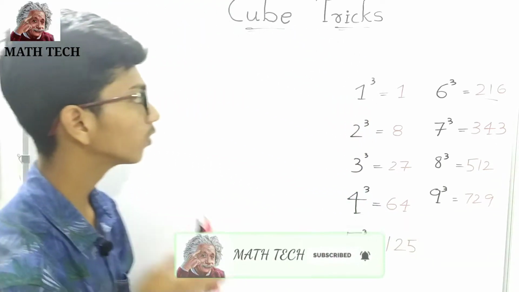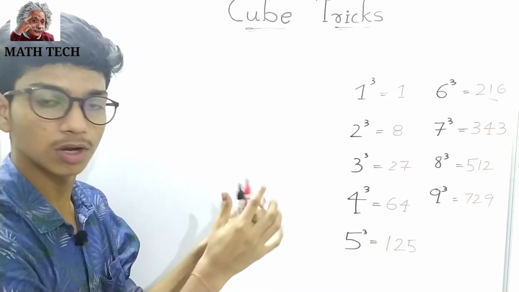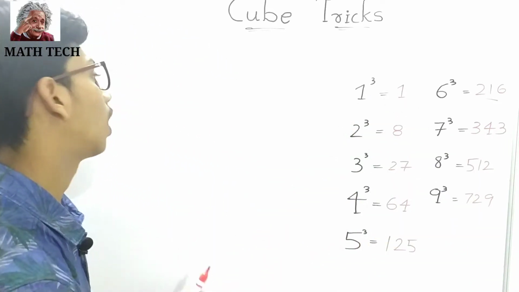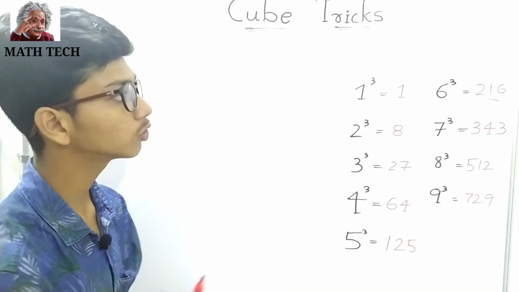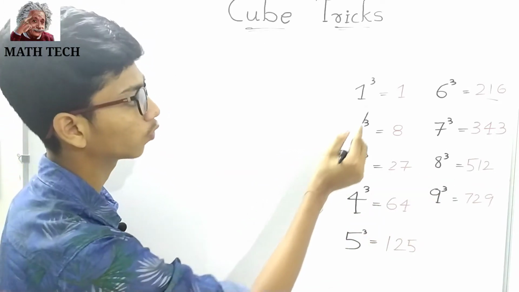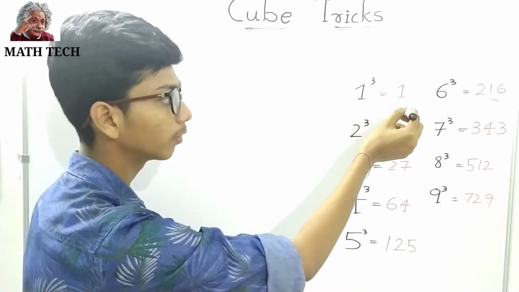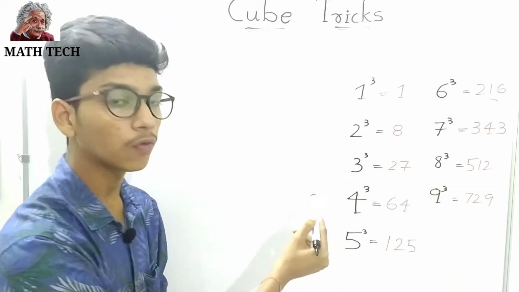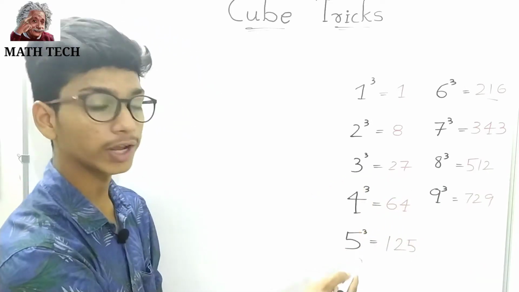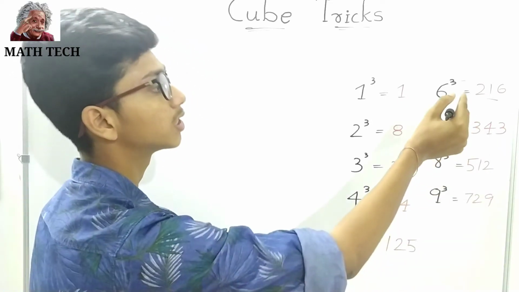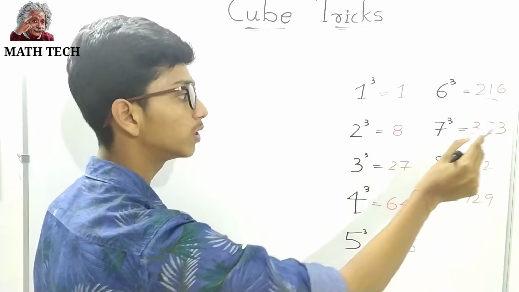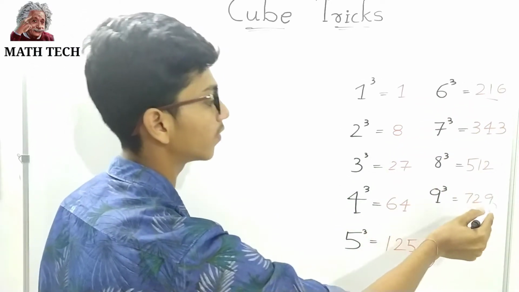To find any two-digit cube, we need to know the cube values of 1 to 9. I recommend you learn these values by heart. First of all, let's recall them. 1 cube is 1, 2 cube is 8, 3 cube is 27, 4 cube is 64, 5 cube is 125, 6 cube is 216, 7 cube is 343, 8 cube is 512, 9 cube is 729.